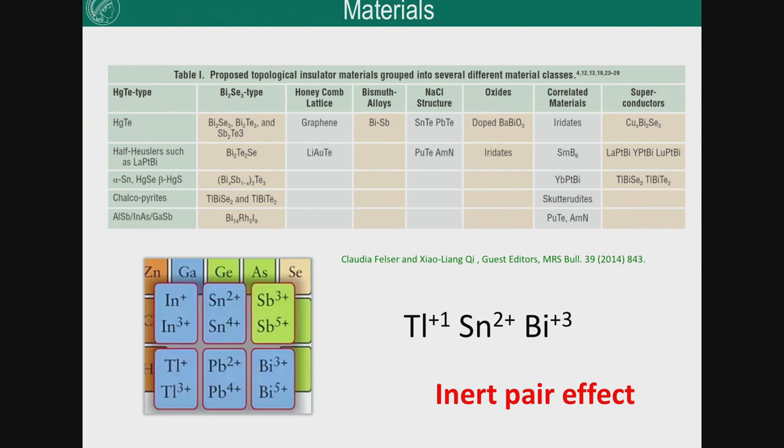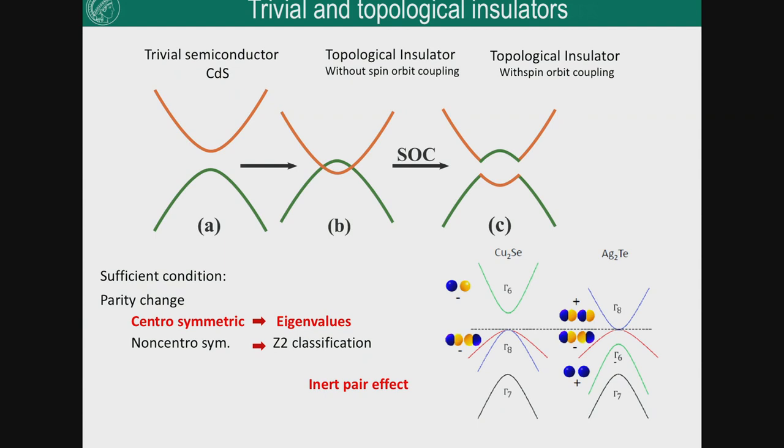Therefore, all these heavy elements like bismuth, tin, lead, and thallium in this area all have a valence state reduced by 2 if they are topological insulators. This is what you can call in chemistry the inert pair effect, but it's a relativistic effect in physics.